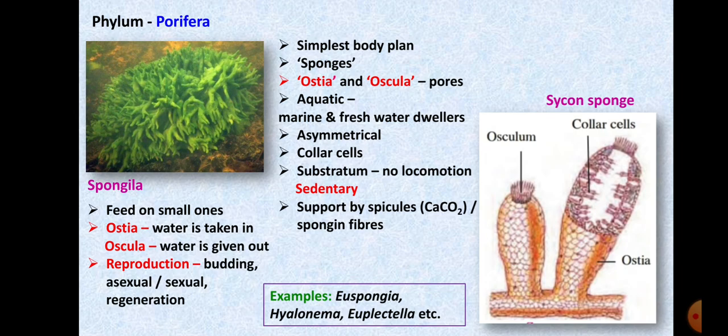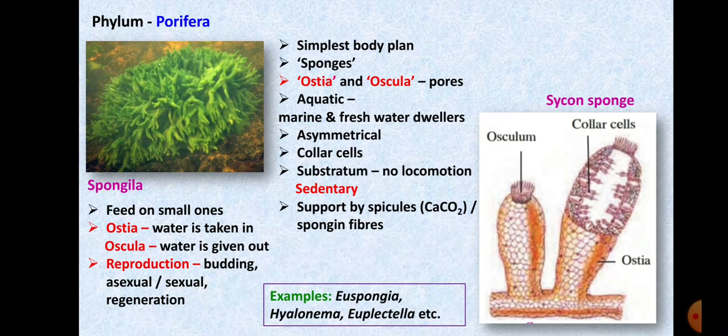Now these are supported by spicules or fibers called spongin fibers. Now these spicules are made up of calcium carbonate or silica, okay.